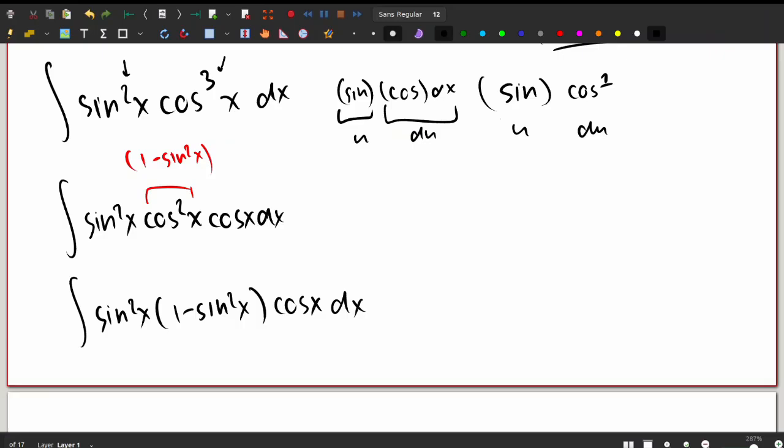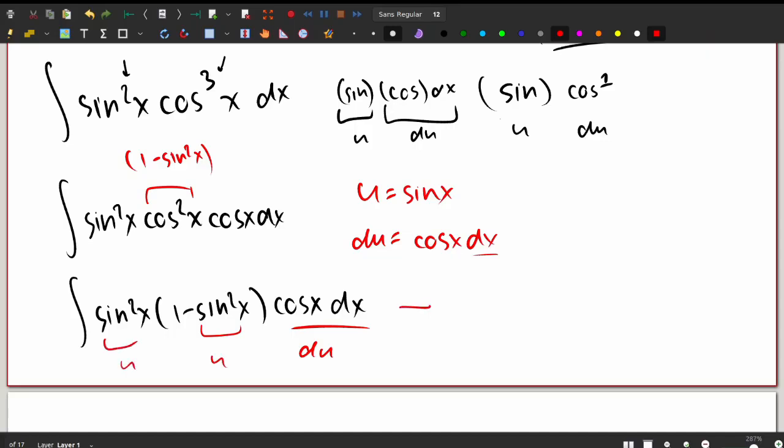cosine x dx. Let's do a u sub. We're going to put our u is equal to sine x, and therefore our du is equal to cos x dx. I immediately skipped moving dx over to this side. This holds true. Here is our du, and all of this we can write in terms of u. Our integral now becomes u squared 1 minus u squared du.